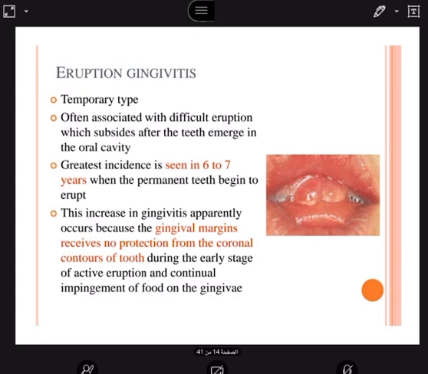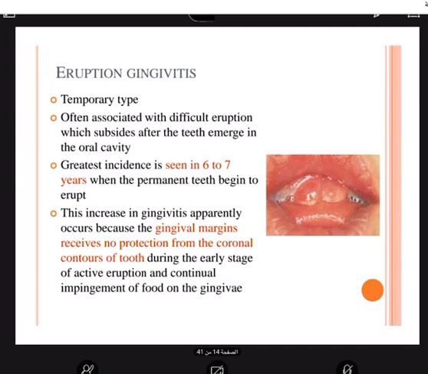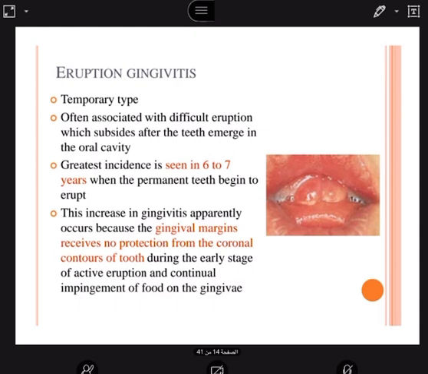Now coming to the first condition which we'll be discussing, that is eruption gingivitis. It is a temporary or self-correcting anomaly, often associated with difficult eruption, which subsides as soon as the tooth erupts into the oral cavity. I think even in our pediatric oral pathology we discussed eruption gingivitis. The greatest incidence is seen at 6 to 7 years when the permanent teeth begin to erupt. The increase in gingivitis is apparently because the gingival margins receive no protection from the coronal contours of the tooth. Basically, when the sharp incisal edges are erupting, there is no protection for the gingival margins, and as a result there may be a gingival issue.